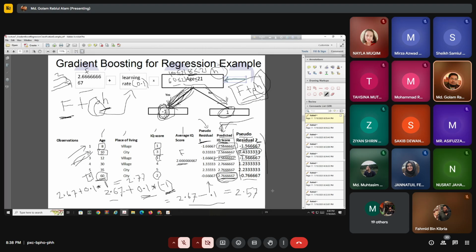And now we can see that still errors are there. So we have to continue the iteration.